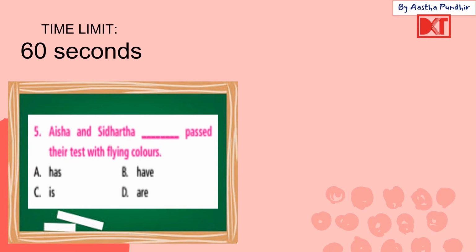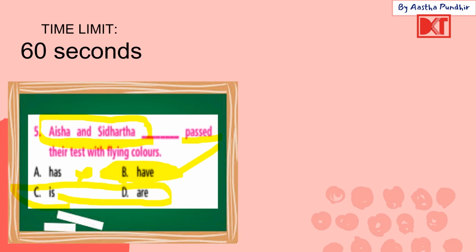Okay, next up, Aisha and Siddharth dash passed their test with flying colors. Has passed, have passed, is passed or are passed. So it's pretty easy. Passed their test. So with that we use have passed. Present perfect. Okay. And Aisha and Siddharth, this is third person plural. That's why we use have, not has. And then is or are not also used because we're talking about present perfect. And here is the V3 form, past. So with that we use have.